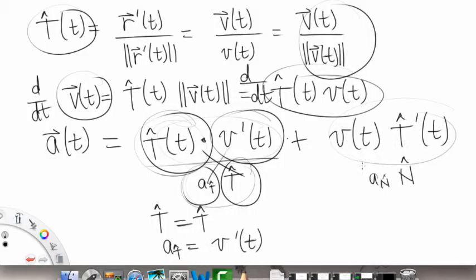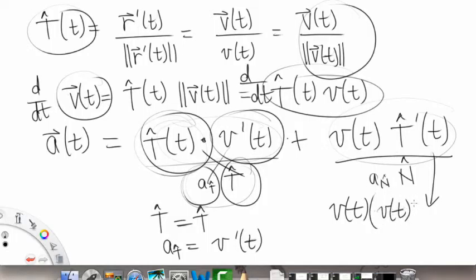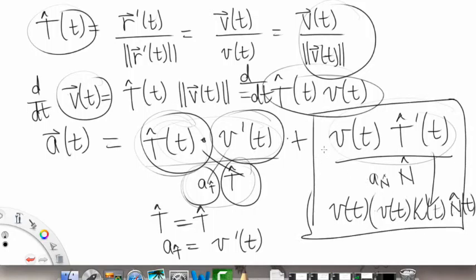And now let's figure out what's going on in the second term here. Another way to rewrite the T prime of t is this way. We can rewrite this line as v of t times curvature of t times the normal with respect to t, N of t. That one actually comes from a derivation of the formula for the unit normal vector. I'll explain this part in more detail on the next slide.